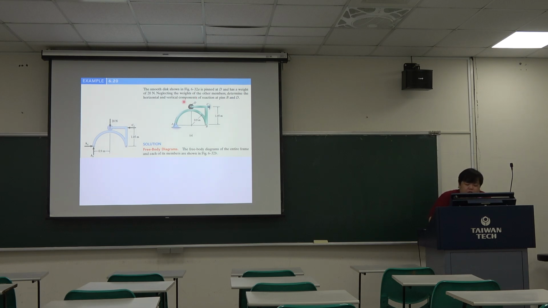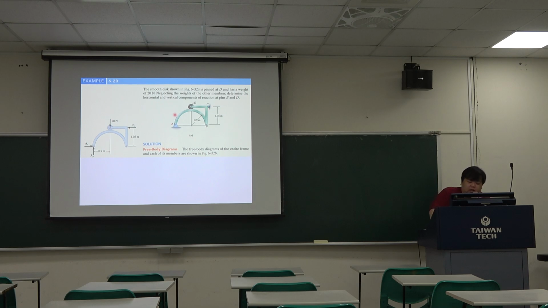The smooth disc shown in this figure is pinned at point P, so this is the pin, and has a weight of 20 Newton, neglecting the weight of the other members. Determine the horizontal and the vertical components of the reaction at points B and D. Okay, so we have the 1 and 2 and 3. We have the 3 parts, and then we have 2 supports. One at point A is a pin, one at point C is a rectangular roller.